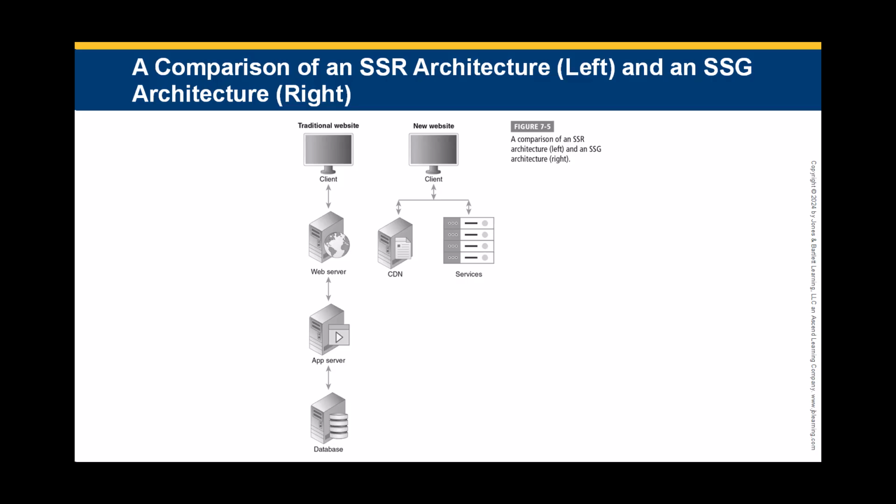When dynamic data is needed, such as submitting a form, logging in, or retrieving personalized data, the client communicates with back-end services through APIs. In practice, many modern applications use a hybrid approach, combining static content for speed and security with back-end services for dynamic functionality. The key takeaway from this slide is that architecture matters. Choosing between SSR and SSG is not just a design decision, it's a security and risk management decision that shapes how exposed your application is to attackers.